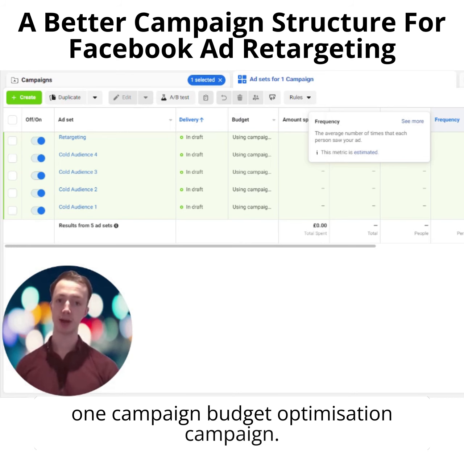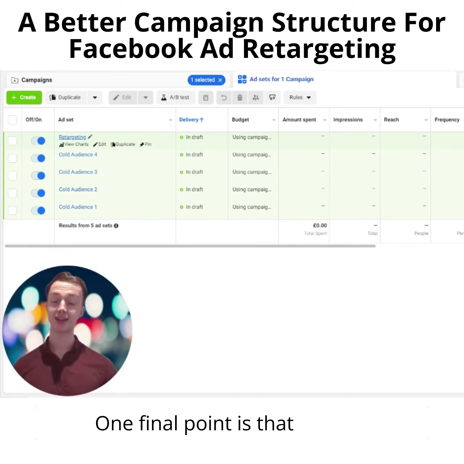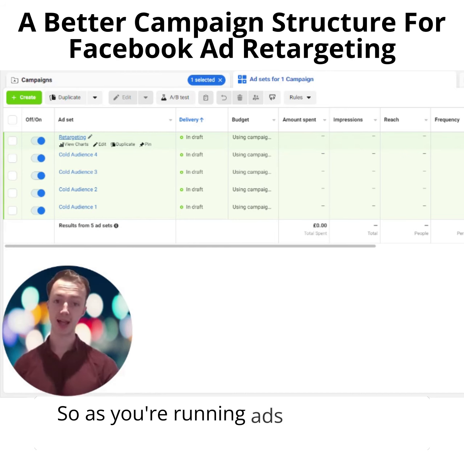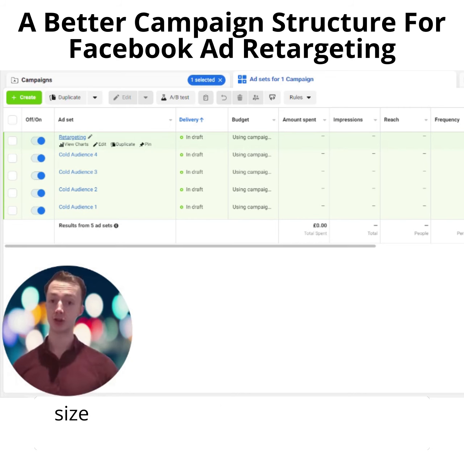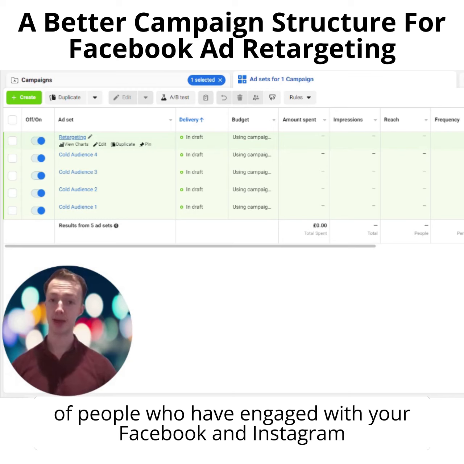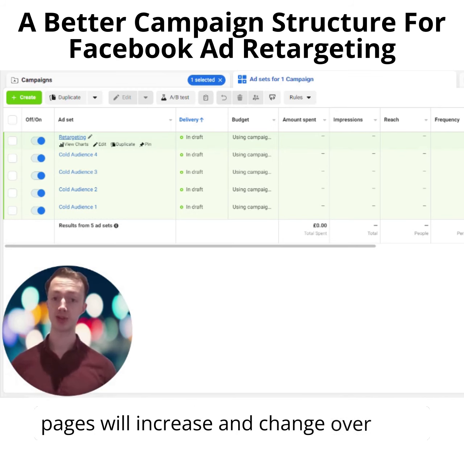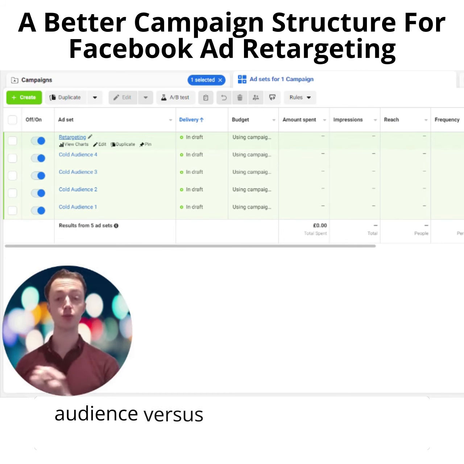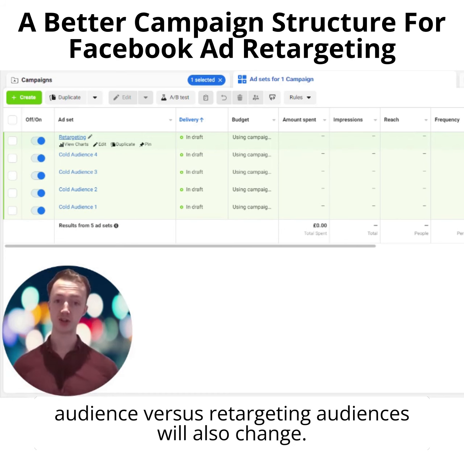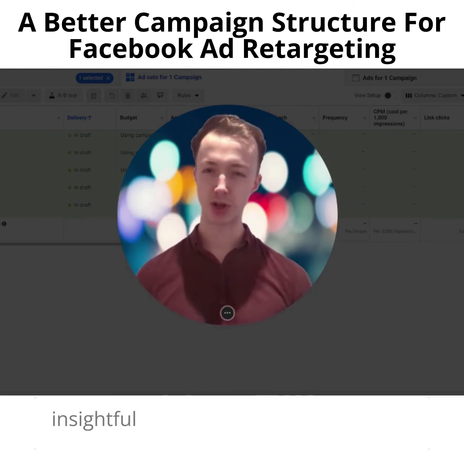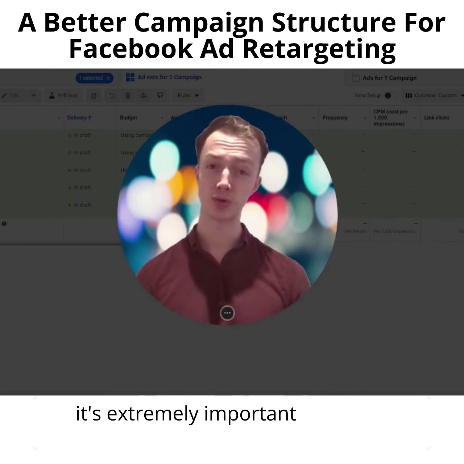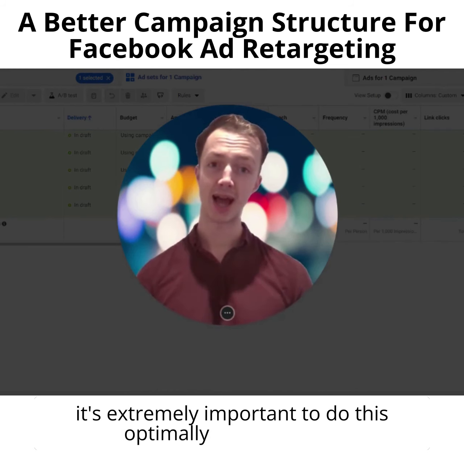One final point is that the size of these retargeting audiences will change. So as you're running ads to these cold audiences, the number of people visiting your website and the number of people who have engaged with your Facebook and Instagram pages will increase and change over time. And so that optimal allocation between cold audience versus retargeting audiences will also change. So I hope you found that valuable and insightful around how best to structure your campaigns, as it's extremely important to do this optimally and correctly.